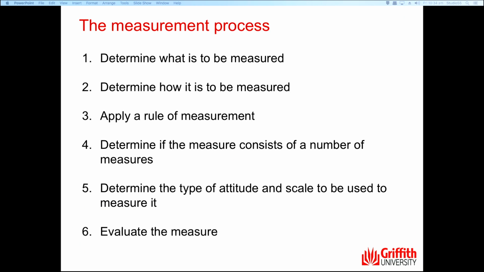So there are stages that we can use to help create an effective measurement. There are six stages. The first one, determine what is to be measured. Number two, determine how it is to be measured. Number three, apply a rule of measurement. Number four, determine if the measure consists of a number of measures. Number five, determine the type of attitude and scale to be used to measure it. And then six, evaluate the measure. Let's talk one by one.